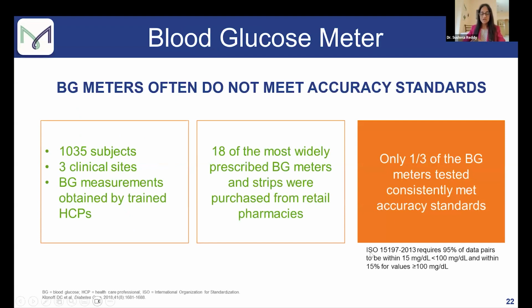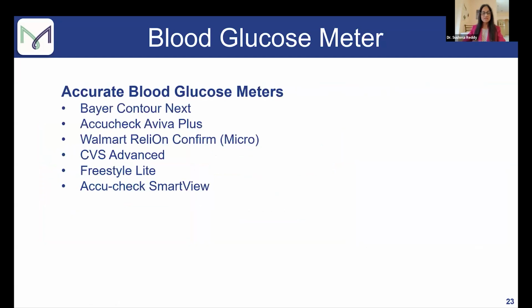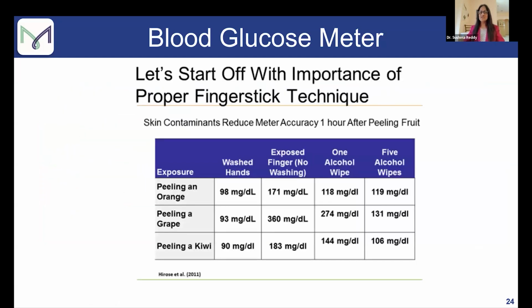And these standards are over here. They're the International Organization for Standardization. So we need to make sure that our patients have accurate blood glucose meters. And here's a list of some of them. And then we need to make sure that they're doing the right finger stick technique. For example, if you were peeling a grape, although I don't know anybody who would peel a grape, but it gives you an idea here, and you didn't wash your finger, that glucose would be 360. And if you then washed your finger, it goes down to 93.